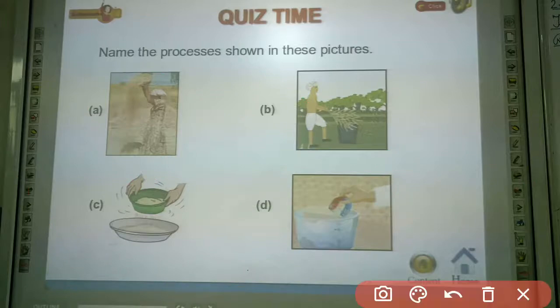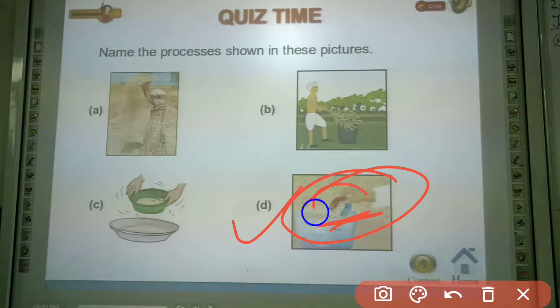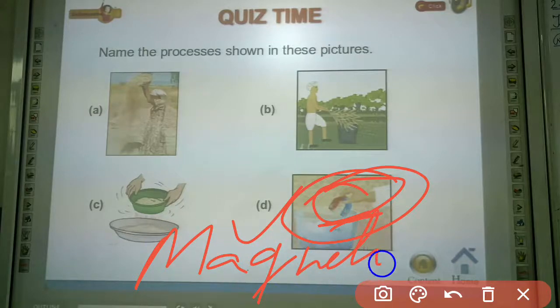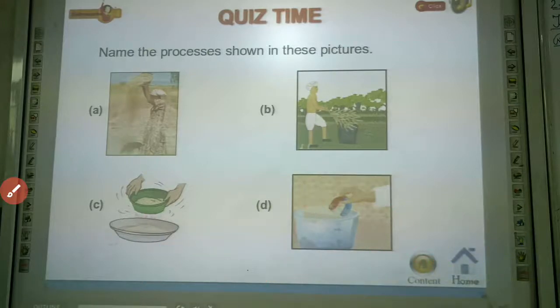Fourth one we have just studied about. This type of method of separation is used to attract the magnetic substance towards the magnet. So this is a magnet and this person is trying to attract the magnetic substances, for example iron, nickel, cobalt, these types of substances, towards the magnet. So this one is the magnetic separation. So these are the answers to these questions.